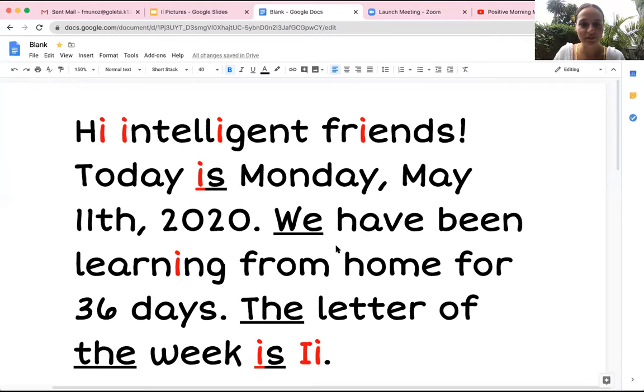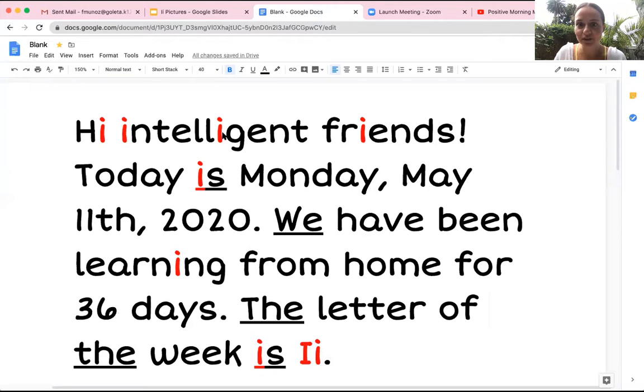We have been learning from home for 36 days. The letter of the week is I. You can see a capital I written in red here. You can also see lowercase i is written in all the rest of the message. So we have one in hi, intelligent.